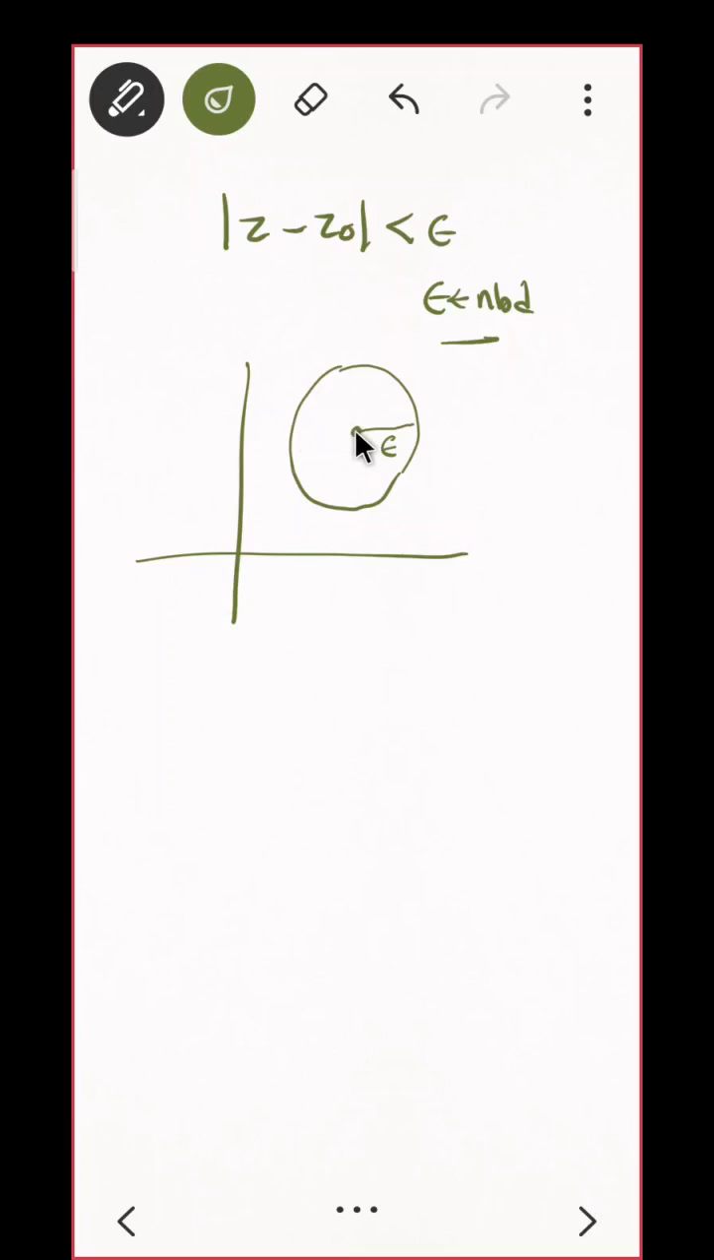This is Z0 here. And if I exclude Z0 from this, then that is called deleted neighborhood. So that is also quite easy. I should not write. You must understand. And what is an interior point?